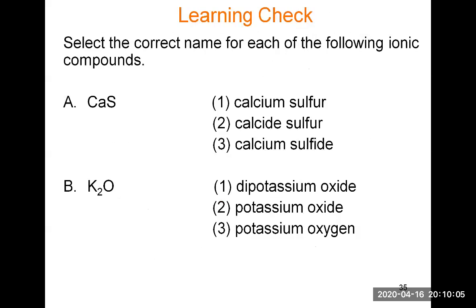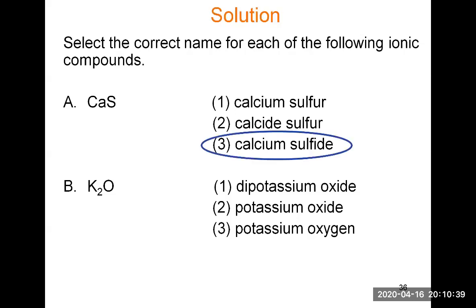Let's do a quick learning check here. Select the correct name for each of the following ionic compounds. CaS: we know it's ionic because calcium here is a metal. When you name it, you just keep it as calcium from the periodic table. And S is sulfur, but when it's an ion, it's called sulfide. So the answer is calcium sulfide.